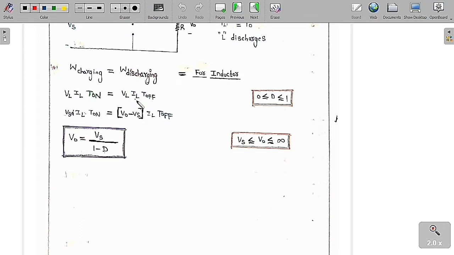So therefore VL is equal to (V0 minus Vs) into IL into T off. If you solve this equation, we are going to get V0 is equal to Vs by 1 minus D, where D is the duty ratio, which is equal to the ratio of T1 by T. So D can lie from 0 to 1.